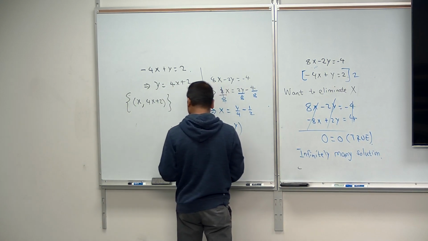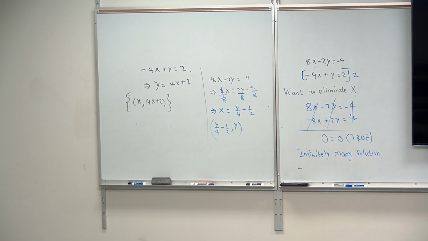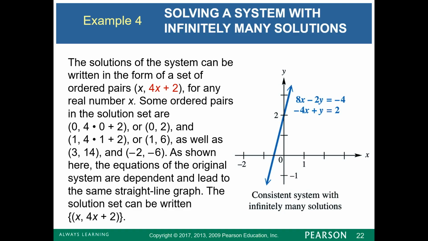I don't know how they write down the solution. I think we got 0 equals 0, right? So yeah, they write down x comma 4x plus 2. The solution set is x comma 4x plus 2. And this is the consistent system with infinitely many solutions. Did you get it?